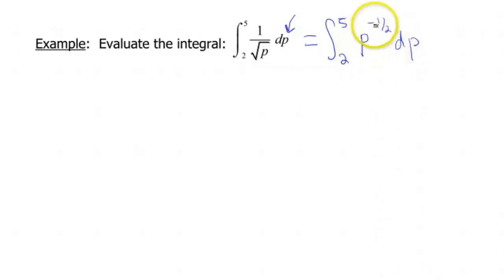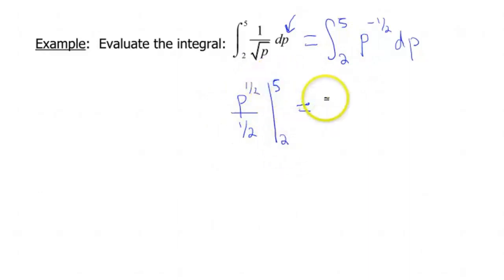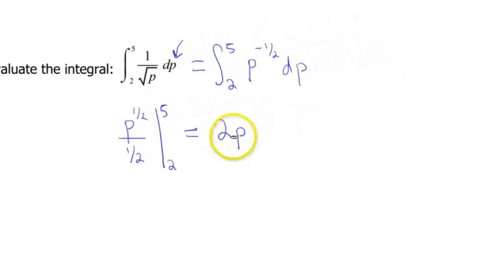Okay, so now this looks more like a power. So I'm going to add 1 to my power, so that gives me negative 1/2 plus 1, so that's a positive 1/2. And then I'm going to divide by that number, so I'm dividing by a half, and that's my antiderivative. Again, I know this because if I do the derivative of this function, I'll get back to where I started. Okay, I'm evaluating this from 2 to 5. And if we pretty that up a little bit, that's 2p, actually let's go ahead and call it 2 square root of p from 2 to 5.